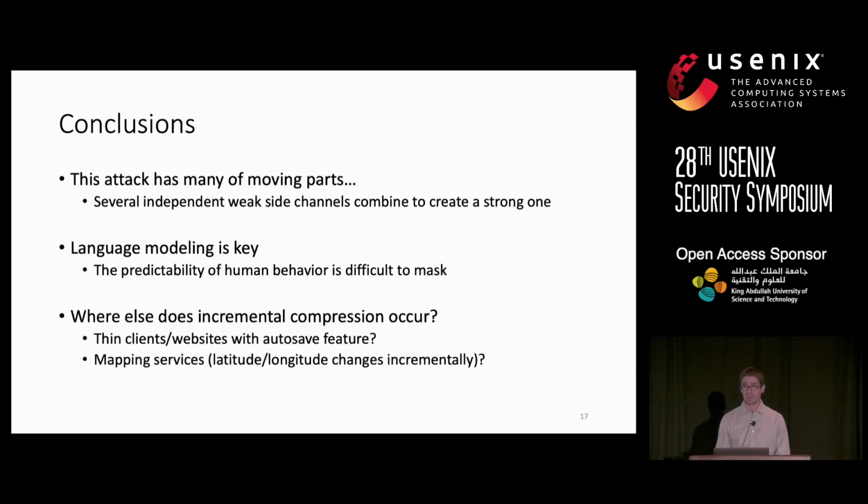And finally, I think there's probably some other opportunities to look for where incremental compression occurs. So looking at web applications with autosave feature or mapping services where you drag the map and you see that GPS coordinate in the URL changing incrementally. With header compression, does that leak information?